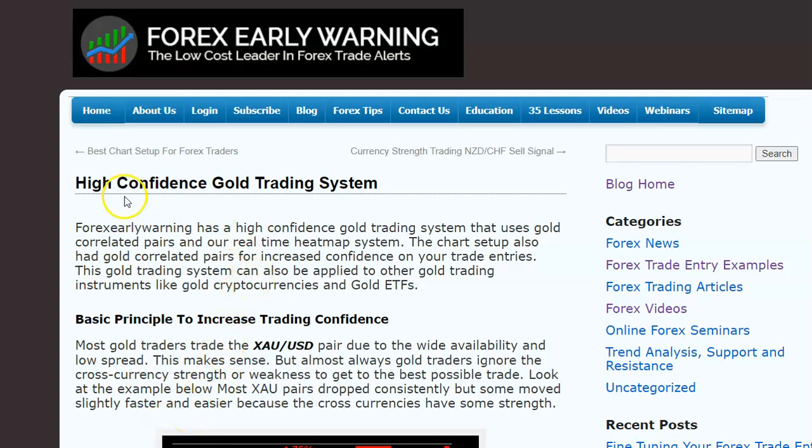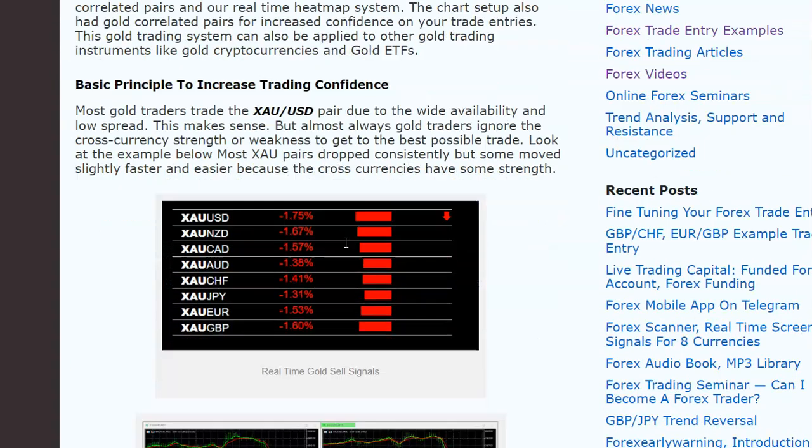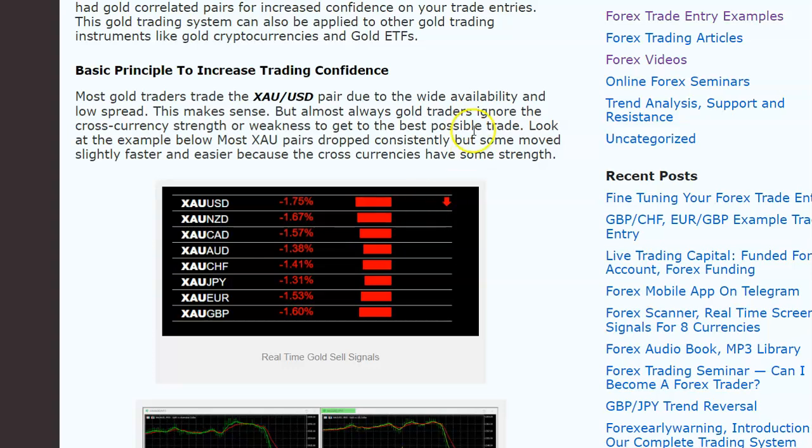Okay, today we're going to talk about our gold trading system from Forexearlywarning. Those of you that are familiar with the Forexearlywarning trading system know we use correlated pairs to find the best pair to trade, and it works the same way with gold because you're trading gold against another currency. Most Forex traders do trade gold against the US dollar because of the low spread.